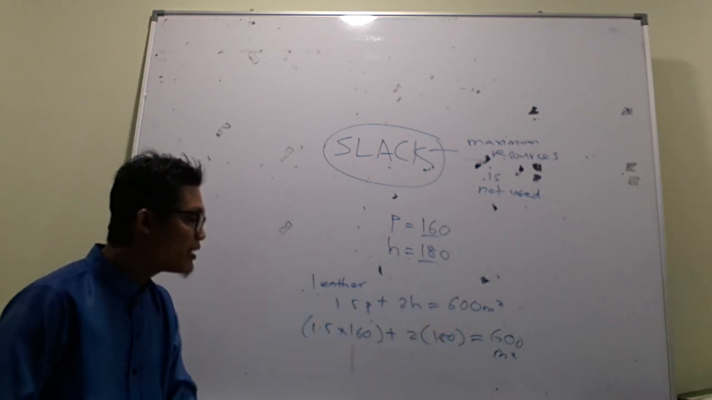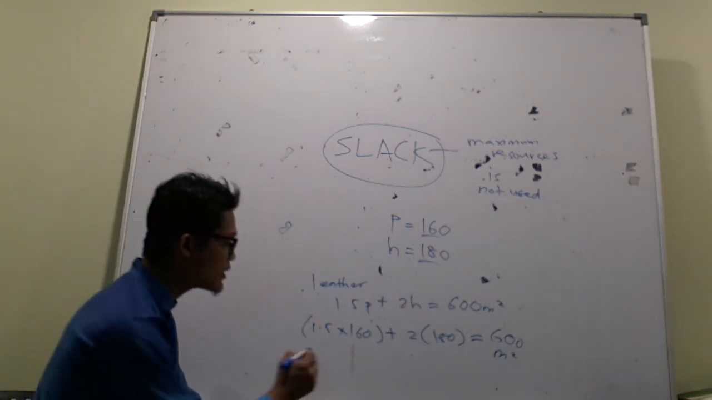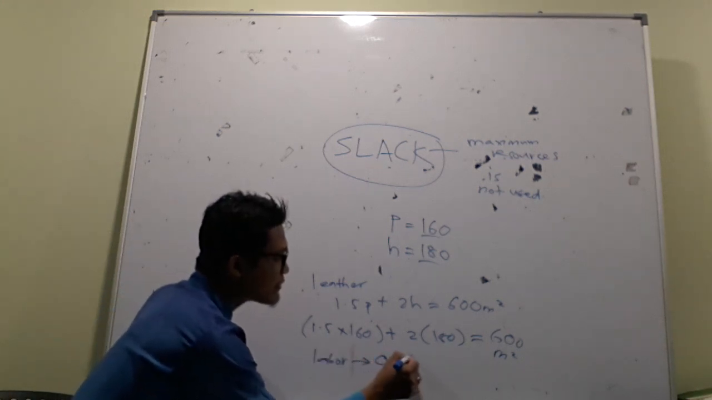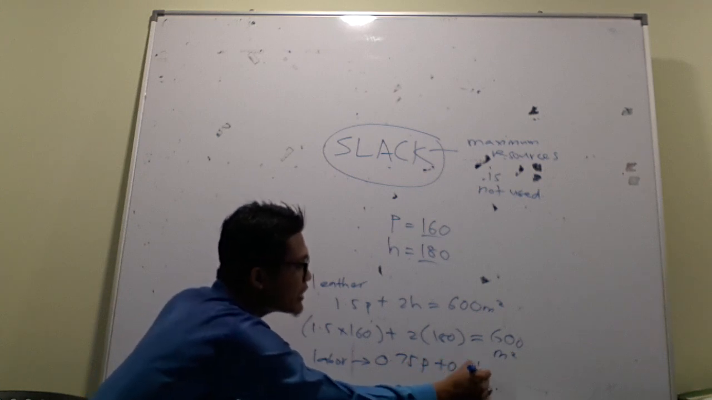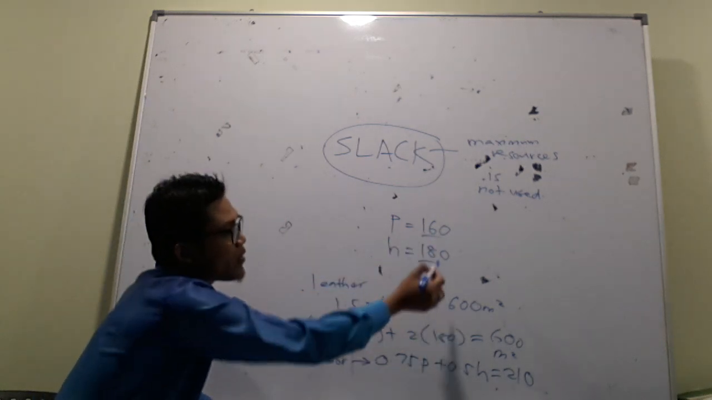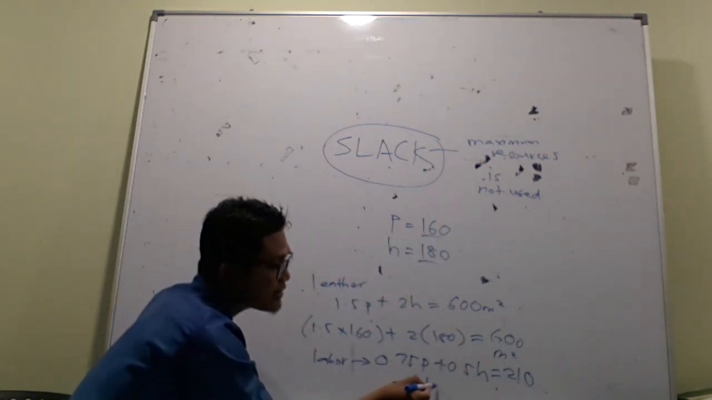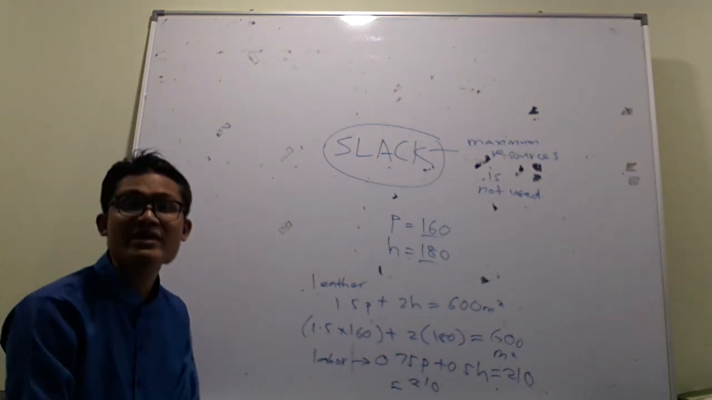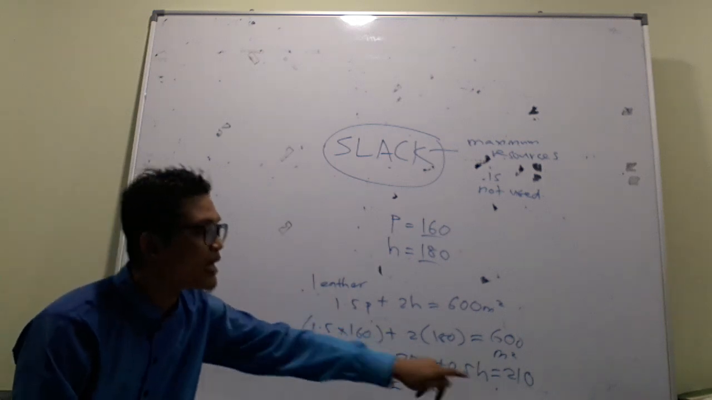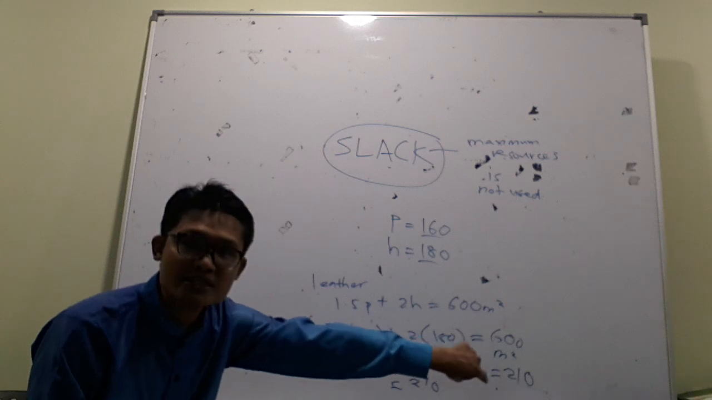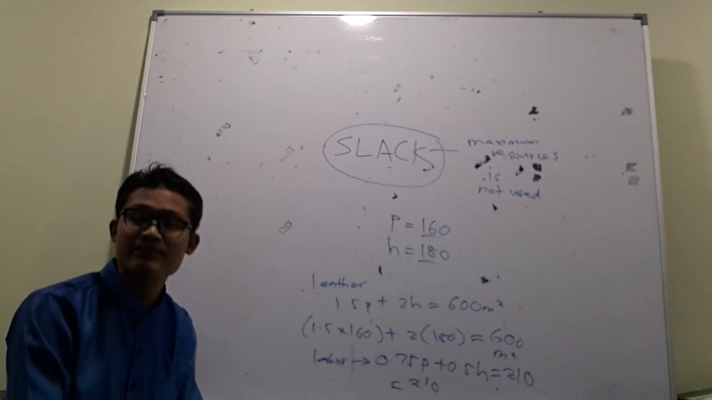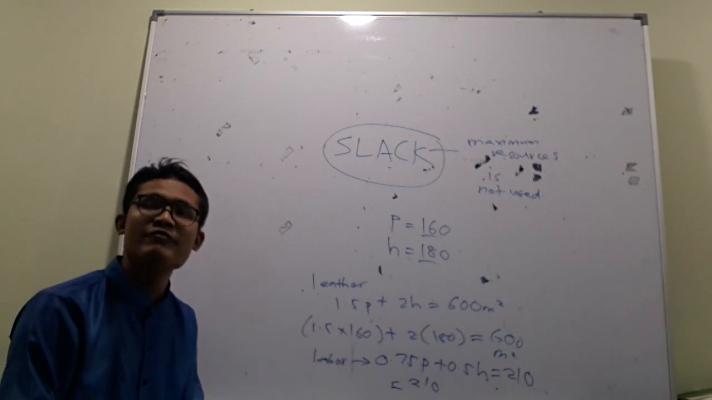Okay, easy, right? Now, let's look at, again, I want to cut the story short. When you look at labor, the equation is 0.75P plus 0.5H is equal to 210. And then you substitute 160 into P and 180 into H, you will get exactly 210. Isn't that wonderful? What that means again is that you are fully utilizing all the hours that you have, which is 210. All the hours, you use all of them to produce 160 purses and 180 handbags. It means again, no slack because all hours have been used.